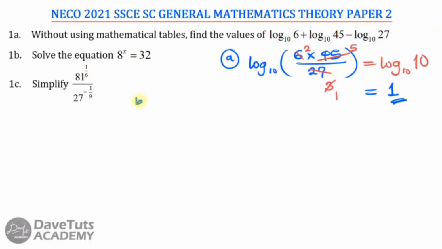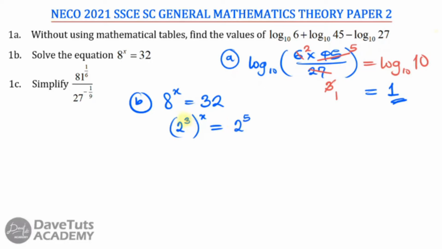In B, in this question B, we are told that 8 raised to the power x is equal to 32. And if we want to solve this, we can notice that 8 is actually a multiple of 2. 32 is also a multiple of 2. So if we want to write to the barest base, we can say 8 is 2 raised to the power 3. You see how that x, okay, is equal to 32 is 2 in 5 places, so it is 2 raised to the power 5.